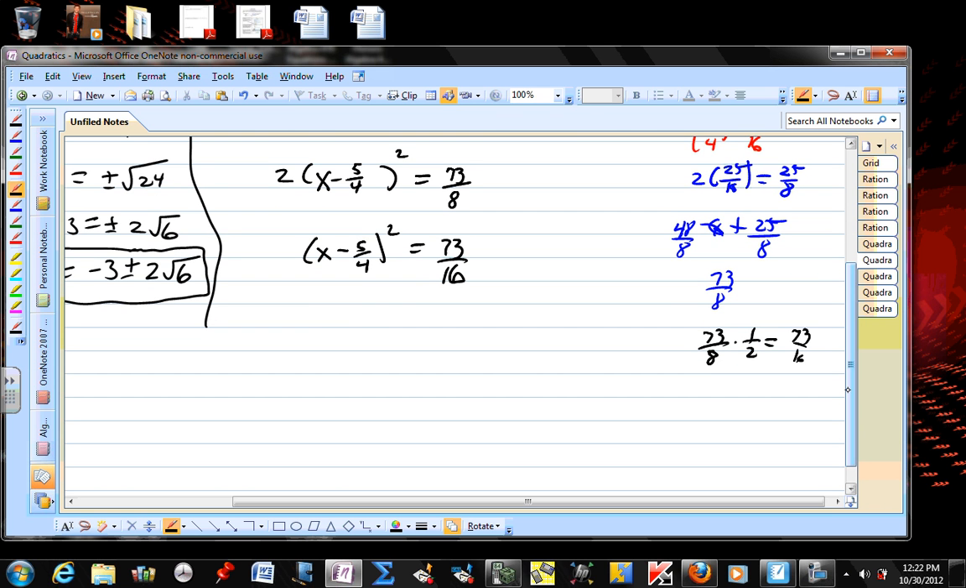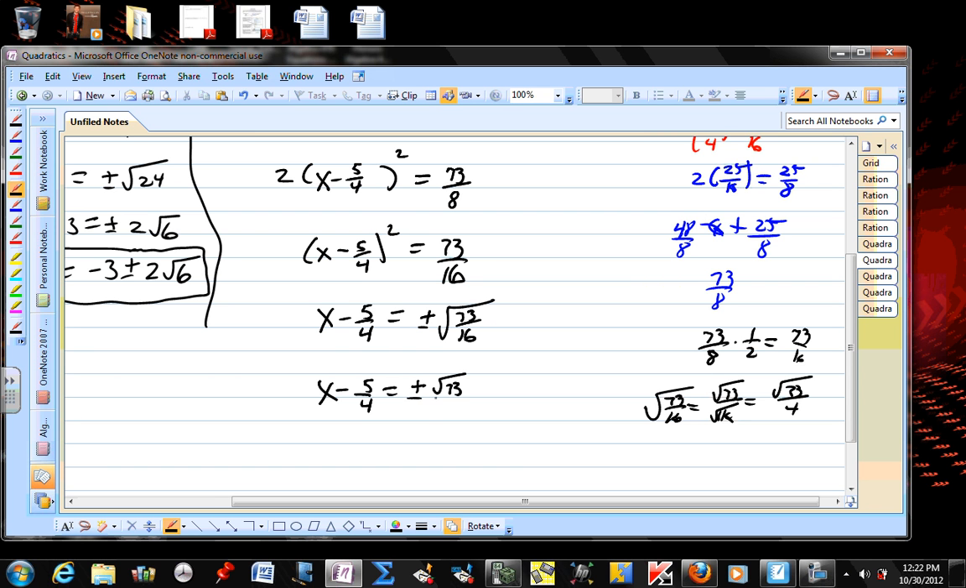Okay, now we will square root both sides, and we're going to get x minus 5/4 equals plus or minus the square root of 73/16. Now again, keep in mind with our scratch work over here, the square root of 73/16 is really the square root of 73 over the square root of 16, which is the square root of 73 over 4. So simplifying this, x minus 5/4 equals plus or minus root 73 over 4.